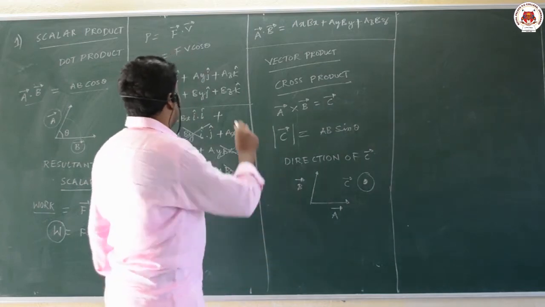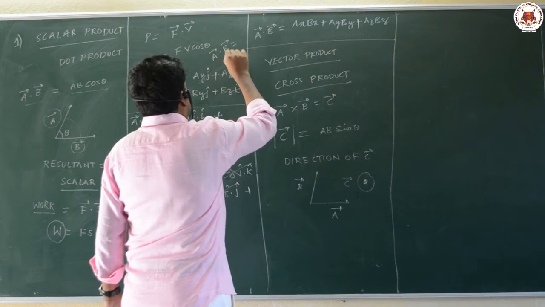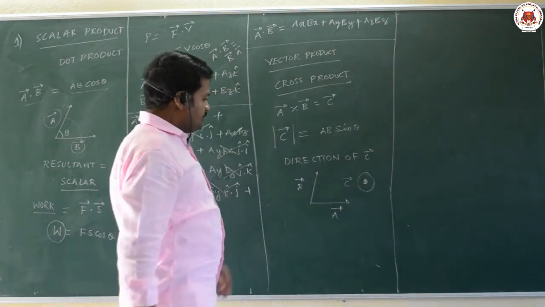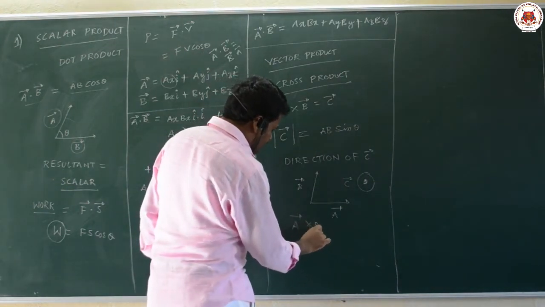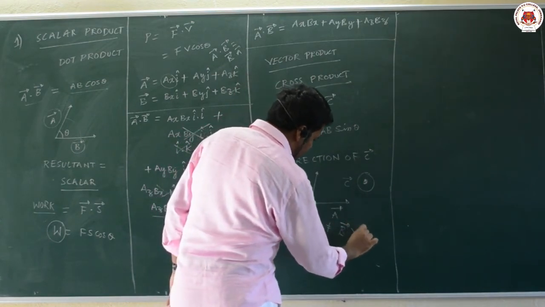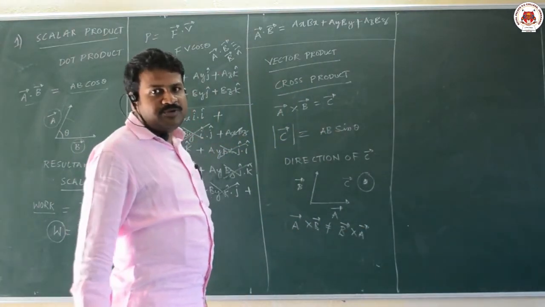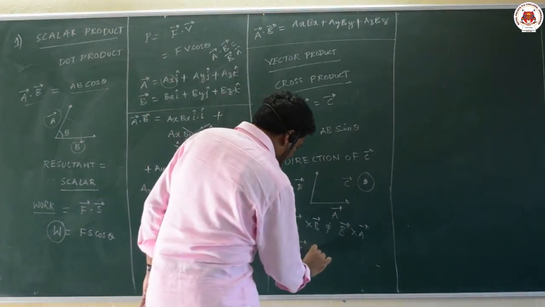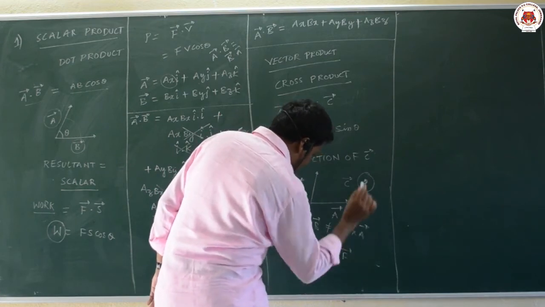In case of dot product, A bar dot B bar is equal to B bar dot A bar. But here, A bar cross B bar is not equal to B bar cross A bar. And an example for this is torque. Torque is an example. Tau bar is equal to r bar cross f bar.